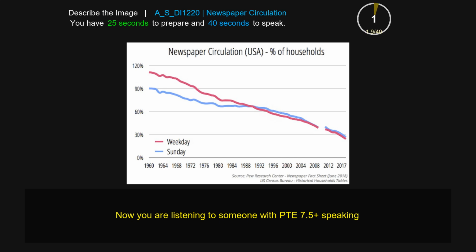The image describes a line graph which is about newspaper circulation. From this picture I can see 0, 30, 60%, 90%, 120%. I can also see 1960, 1964, 1972, 1992, 2012 to 2070. I can also see there is a weekday and Sunday. The minimum number is 30 and the maximum number is 110. In conclusion, it is a very beautiful pie chart. Thank you.